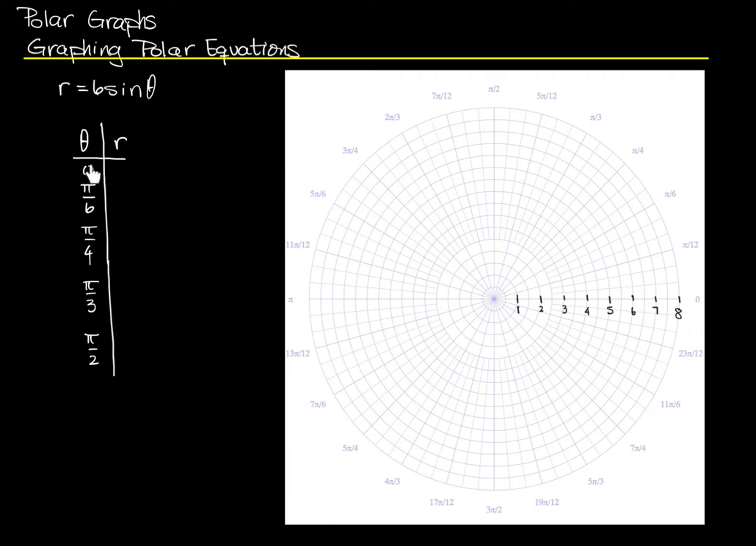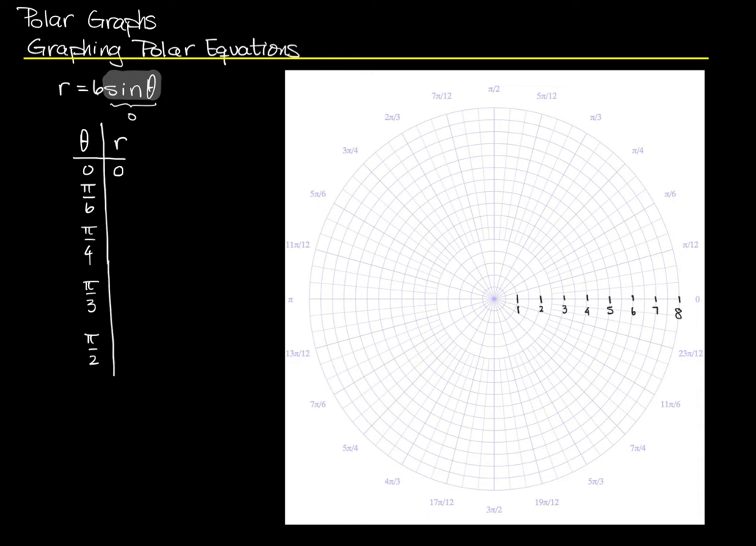So let's start with theta equals 0. We're going to plug that value in here and see what happens. That makes this equation r equals 6 times the sine of 0. What is the sine of 0? Well, it's 0. And so that makes this value here 0. And when you multiply 6 by 0, you get 0. So if theta is 0, the sine of theta is 0, and 6 times 0 is also 0. So my output here is r equals 0.